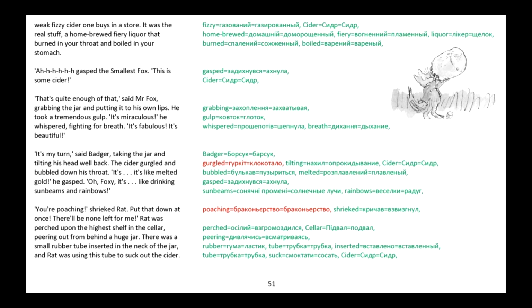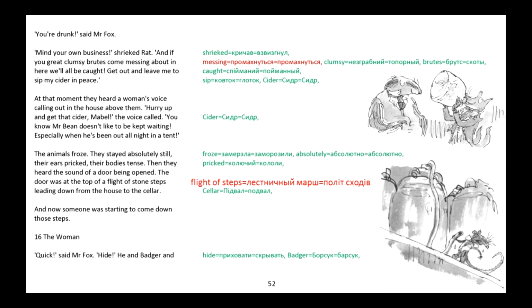"You're poaching," screeched Rat. "Put that down at once. There'll be none left for me." Rat was perched on the highest shelf in the cellar, peering out from behind a huge jar. There was a small rubber tube inserted in the neck of the jar, and Rat was using this tube to suck out the cider. "You're drunk," said Mr. Fox. "Mind your own business," shrieked Rat. "And if you great clumsy brutes come messing around in here, we'll all get caught. Get out and leave me to sip my cider in peace."